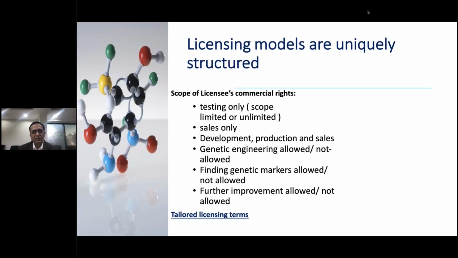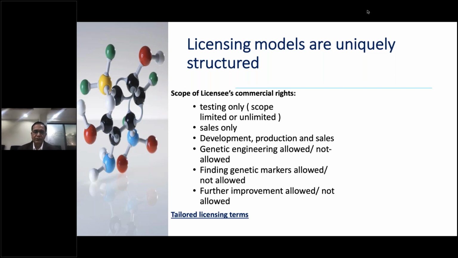Now, in bioproperty, we structure the licensing models very uniquely, and that's really the intrinsic element of bioproperty monetization. There are a number of options there. We use several bioproperty for testing. It could be looking at the suitability of the particular platform, and we look at licensing bioproperty for sales only.